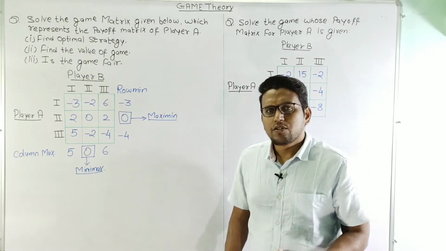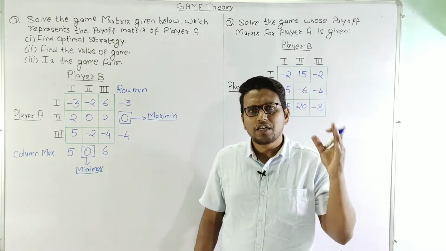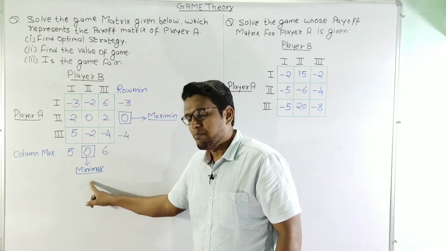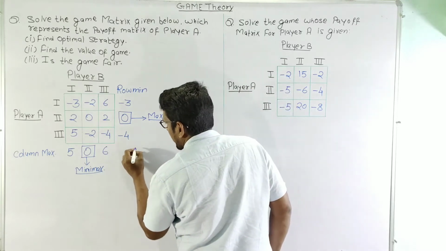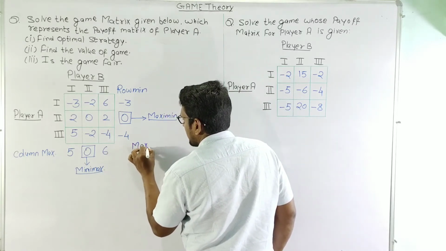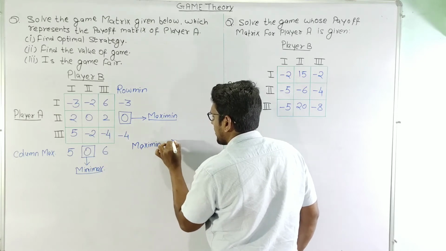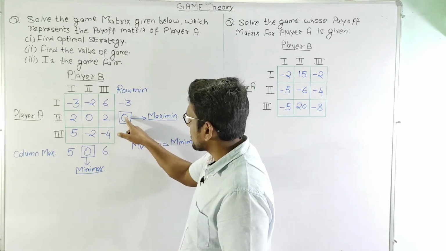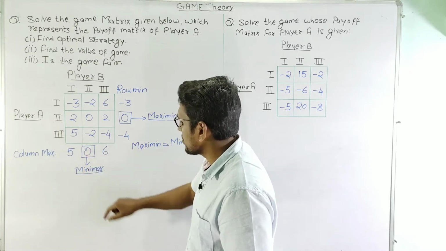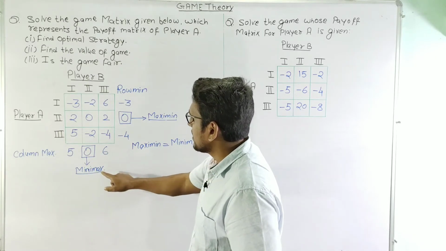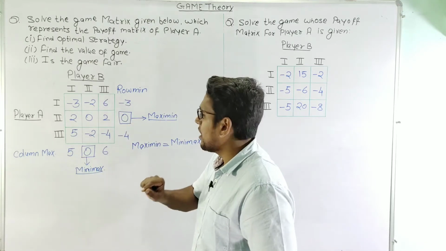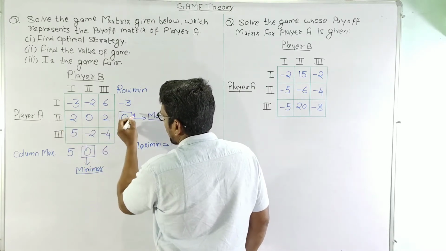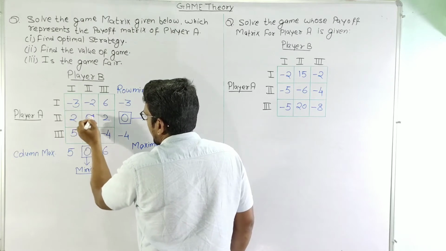Now in the introductory lecture, we have seen that the condition for a saddle point is that the value of maximin should be equal to the value of minimax. So for a saddle point, the value of maximin has to be equal to the value of minimax. We can see here that maximin is 0 and minimax value is also 0. So we can say that in this particular game there exists a saddle point, and the location of saddle point is the intersection of this row and this column, which is this particular element.